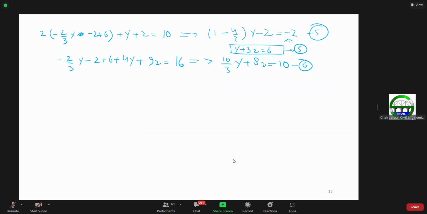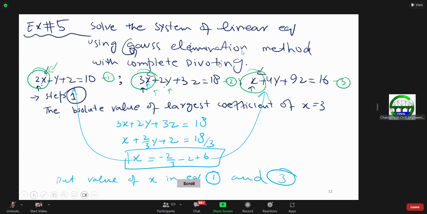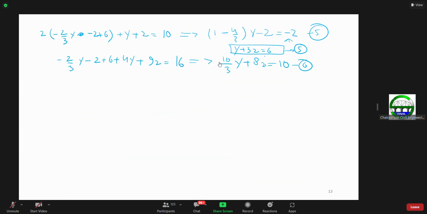Okay, so now you will eliminate the y. So now the equations are y plus 3z is equal to 6, and the other one is 10y plus 8z is equal to 10, right? So which coefficient is larger? This one, right? So now find the value of y from here and put it in here.